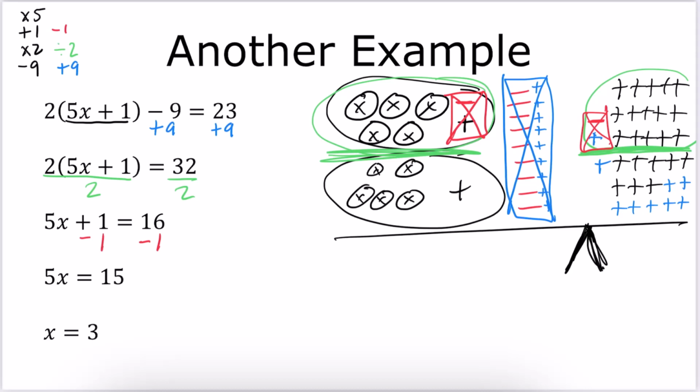And then my last step is to divide by 5. Again, that's working backwards of order of operations to solve this. And when I divide by 5 on this side, when I split this up into 5 pieces, I get 1x in each piece. And over here, when I split this up into 5, that gives me 3 positives in each piece.